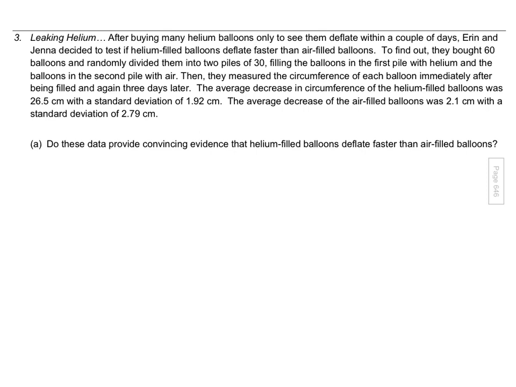All right, folks, let's get after it here on page 5. We're talking about leaking helium. Thrilling topic. After buying many helium balloons only to see them deflate within a couple of days, Aaron and Jenna decided to test if helium-filled balloons deflate faster than air-filled balloons.